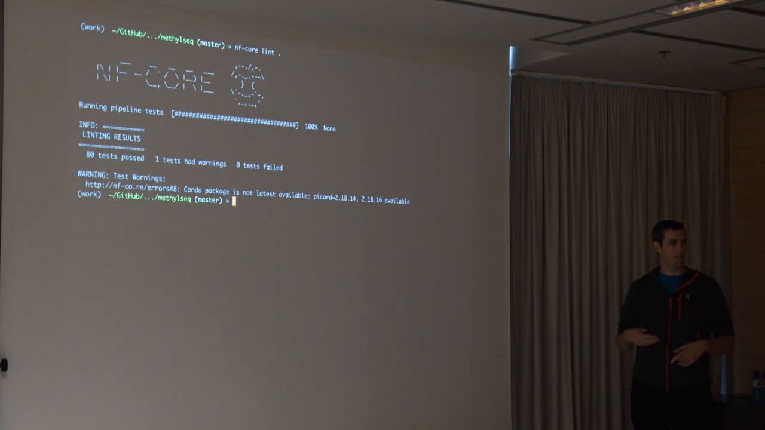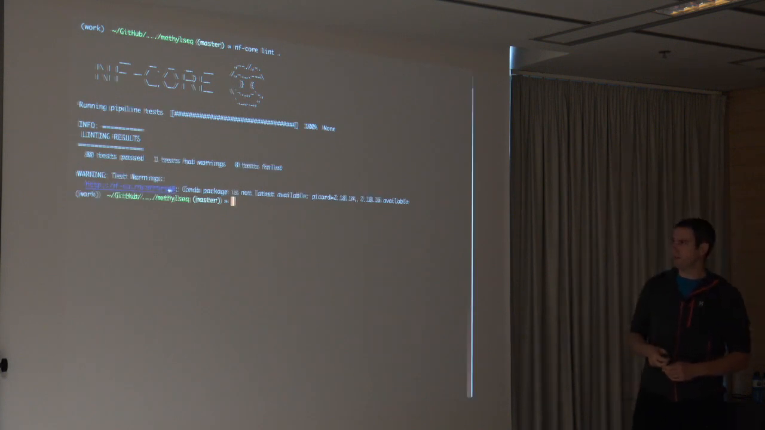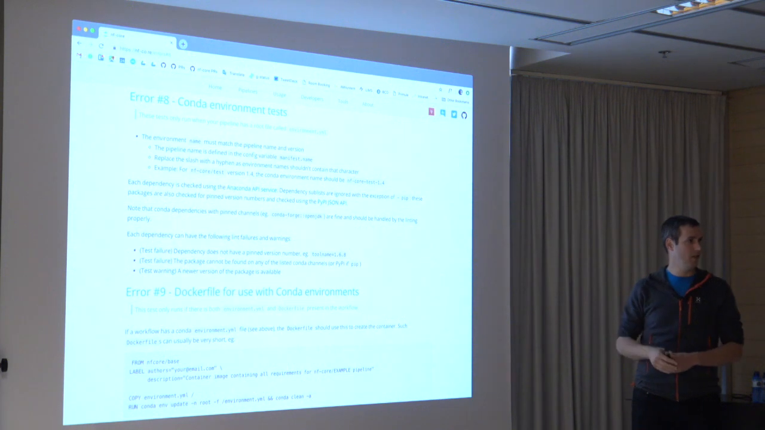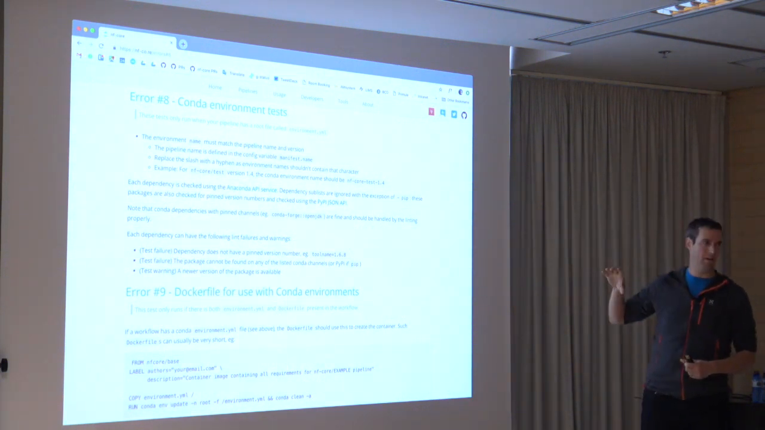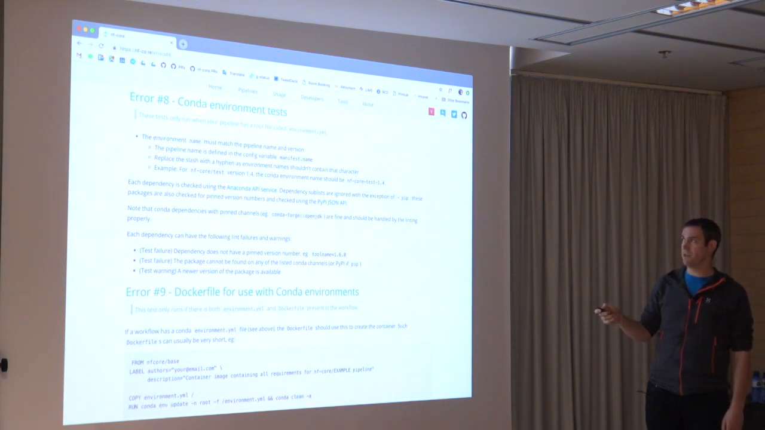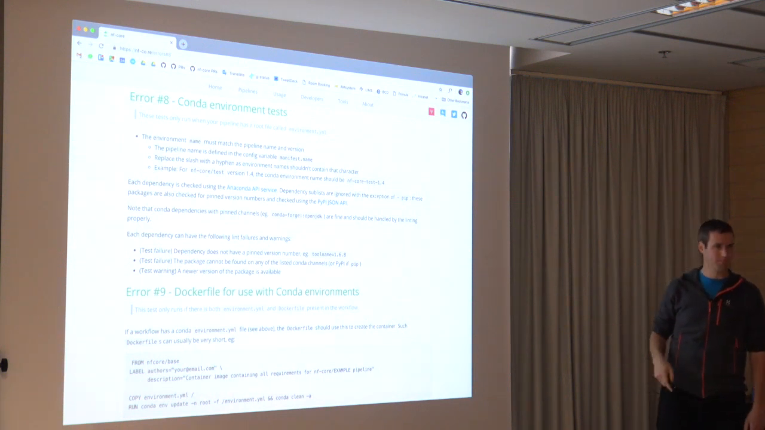Basically, whenever any of us make a mistake, we try and write a new lint test for it. And if you click on the little link that comes up at the start of every one, it takes you to the website where we have a bit more documentation about each kind of class of test. So here it says this is error number 8. It was something to do with the Conda check going wrong. This is what we do, and this is what constitutes a failure or a warning.